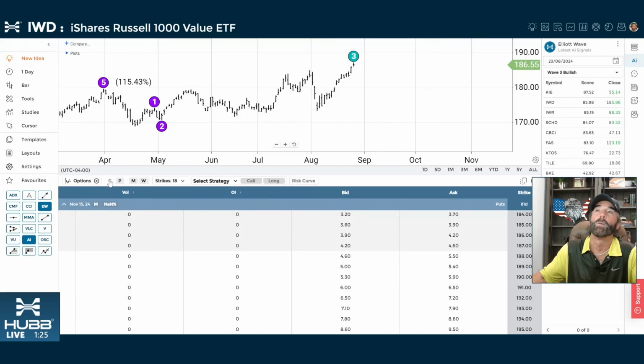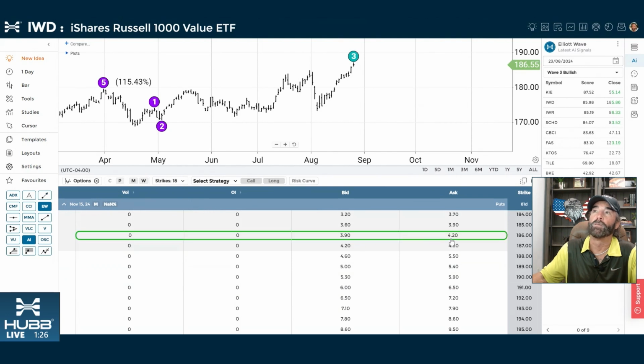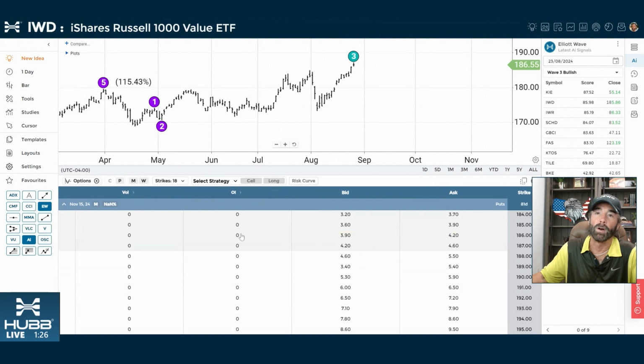Now, does zero open interest mean you can't trade it? No, it doesn't mean that it's a no-go. But what it does mean when you're looking at these spreads, so 390 to 420, if you wanted to trade that 186 15 November strike, you're probably not splitting that spread at all. You're not even going to get in at 410. You're going to pay 420 and you're trading against the market makers.